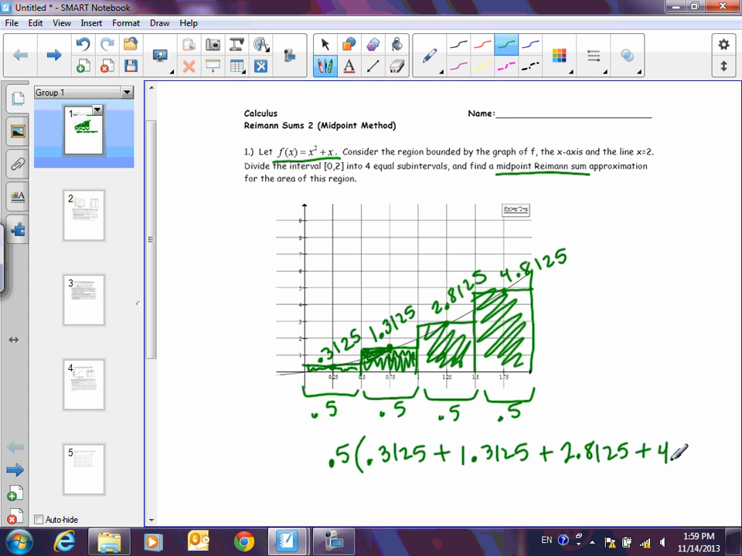This is something you would need to show on the AP test. It's not good enough that you just labeled this picture and knew what to type in your calculator. You would have to show this step. So I'm not really requiring you to do anything that you're not later going to have to do.